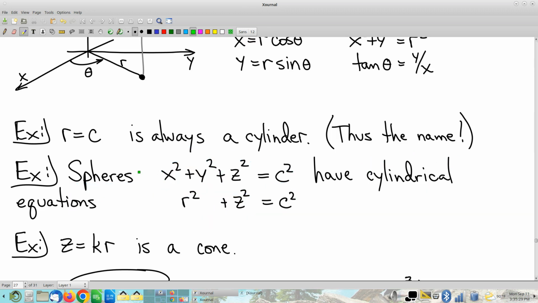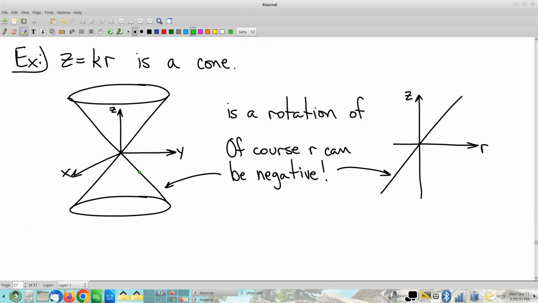Here's a harder one. There's a really nice trick in this next example. And here we go. z equals kr. I claim this is the equation of a cone. Harder to see right off the bat. But here's the nice observation.